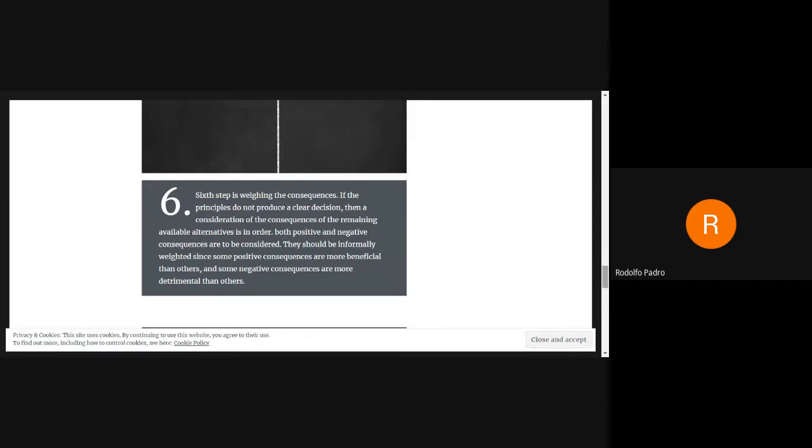You consider the possibilities: if I do this, maybe I will be hurt, but if I do not do it, it will also be bad. If the principles do not produce a clear decision, then a consideration of the consequences of the remaining available alternatives is in order. Both positive and negative consequences are to be considered. They should be informally weighted, since some positive consequences are more beneficial than others.